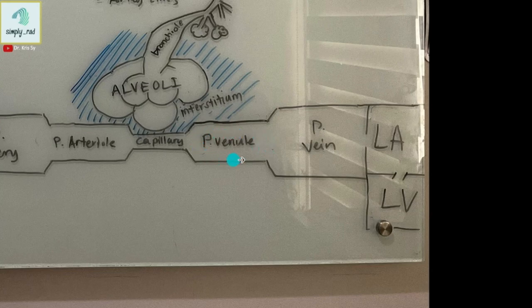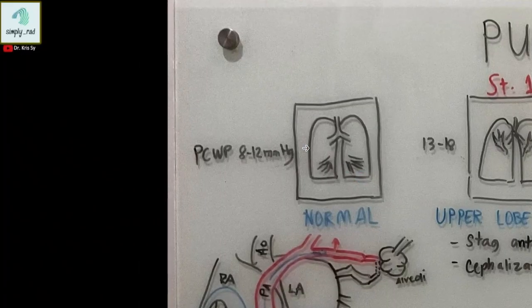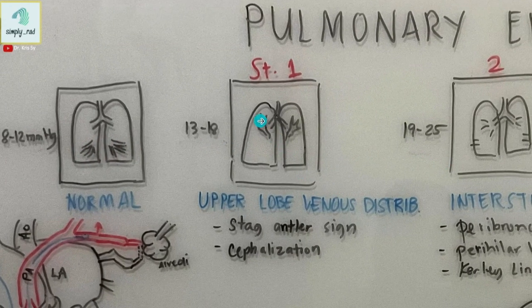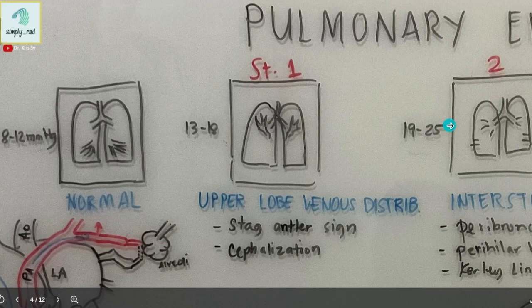So the compensatory mechanism of the pulmonary veins will be to redistribute the excess volume in the pulmonary venous system. From the normal appearance of having prominent pulmonary veins at the lower lung zone, you will also have large or prominent veins in the upper lung zones. And this is what we call the upper lobe venous redistribution or stag-antler sign. Look at this stag-antler. This is also known as cephalization.